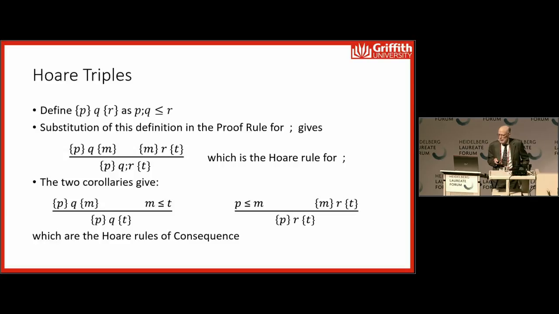Now when I look back at the proof rule for the semicolon, which I've just given you, and do an absolutely symbol by symbol translation using this definition, I get the Hoare rule for semicolon. It's a direct consequence of associativity. And the two corollaries are obtained from the two corollaries above, and appear in my original article as the Hoare rules of consequence.